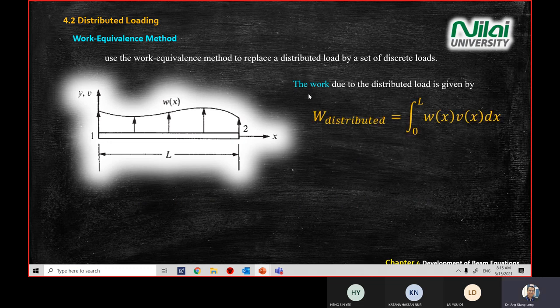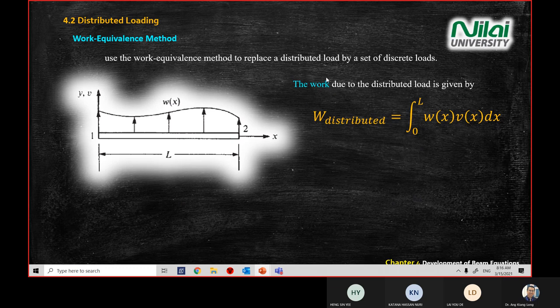So let's look at what is work. The work done by the distributed load from point 1 to point 2 is given by this equation. When we take W(x), it means your distributed load is a function of x. It will change according to the x direction. So we have two terms here: one is your W, one is your V, where V is your vertical displacement, times dx. Then you get the work done by the load.